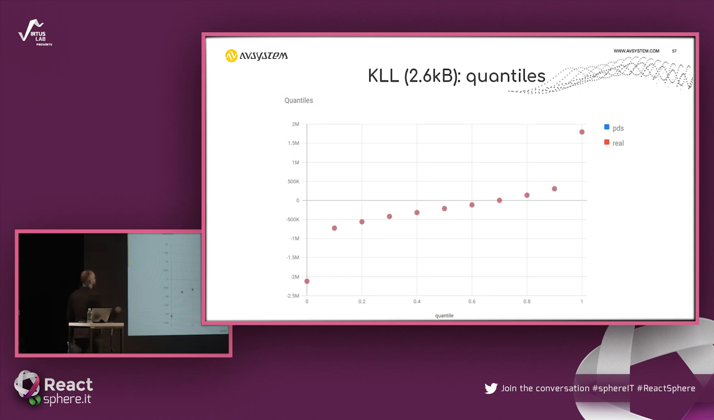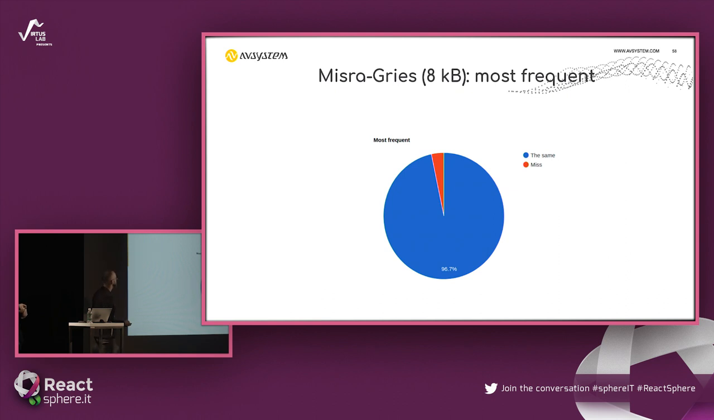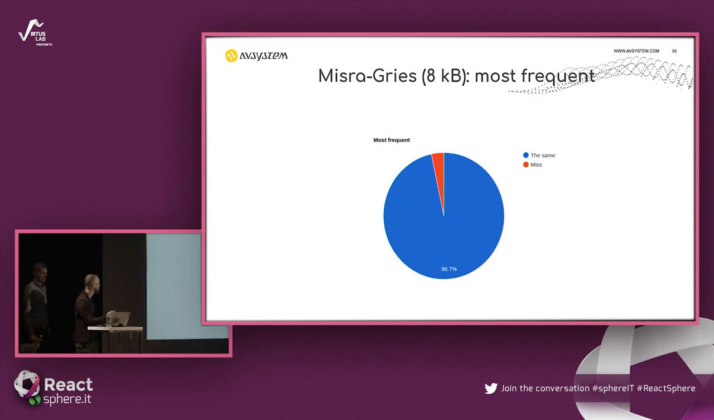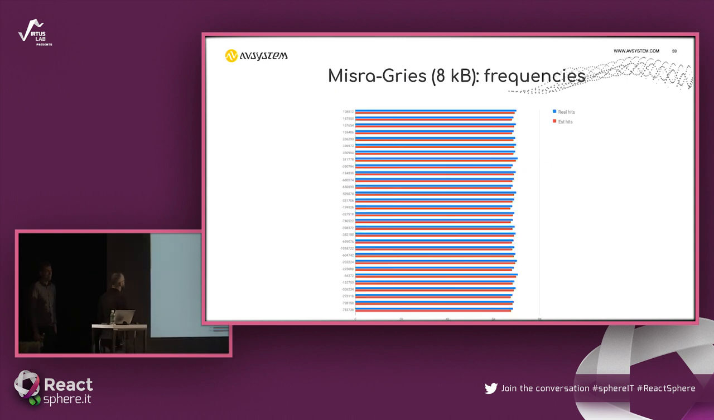Seriously. Okay, most frequent. Here the query was the 30 most frequent items. This chart shows how many of the 30 most frequent items returned by the algorithm match the real 30 most frequent items. Yeah, not a bad result. And here it shows the 30 most frequent items along with the number of occurrences. Red is the estimated result and blue is real hits. Yeah, so sketches rule.